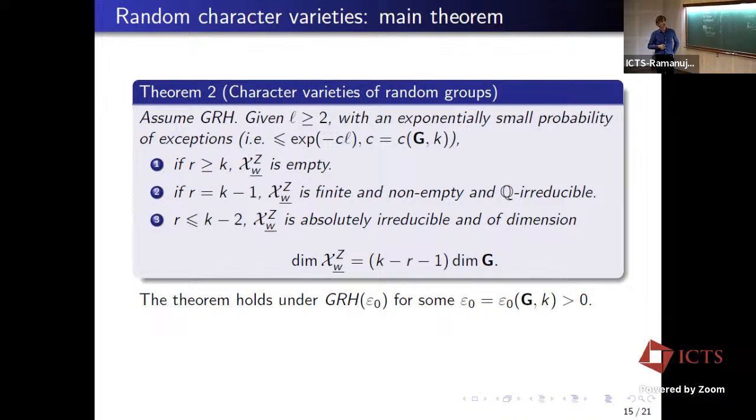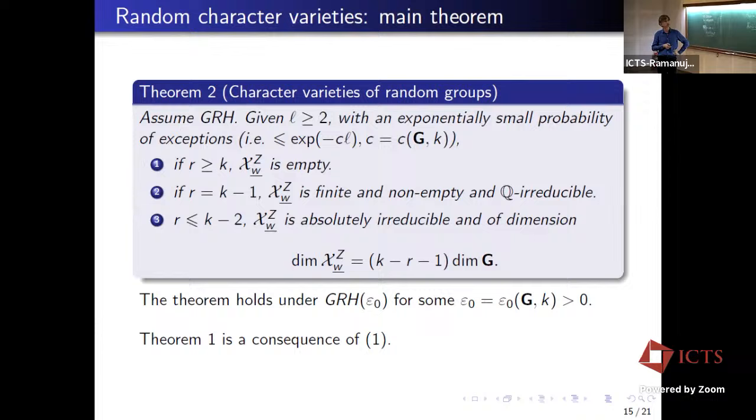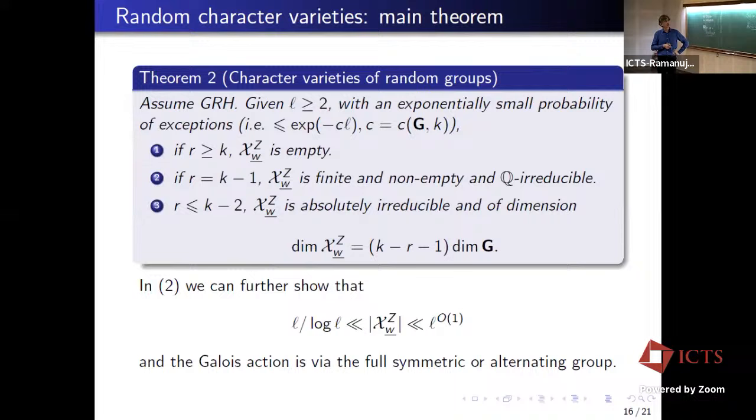Okay, over there in part two, yes, sorry, thank you. Yes, it means Galois rigid. Okay, so Q-irreducible means Galois rigid. So it means that the Galois group acts transitively on this finite set. So two things. First of all, the theorem holds under this GRH that I mentioned, this weakening of GRH. In case two, we know not only that it's finite, but we know that it's quite large, and we can prove a lower bound on the size in terms of L. L is the length of the relators. And we can also show that the Galois action is as big as possible, so it contains the alternating groups, so it computes them fully.